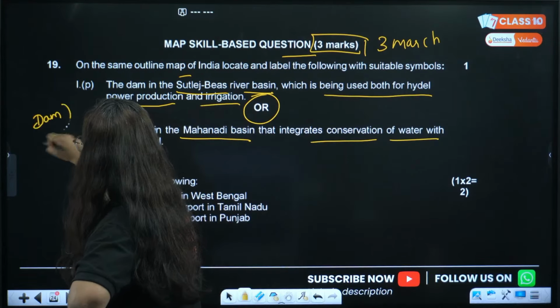Major seaport in West Bengal, fine. International airport in Tamil Nadu and international airport in Punjab. Let me check who knows this.